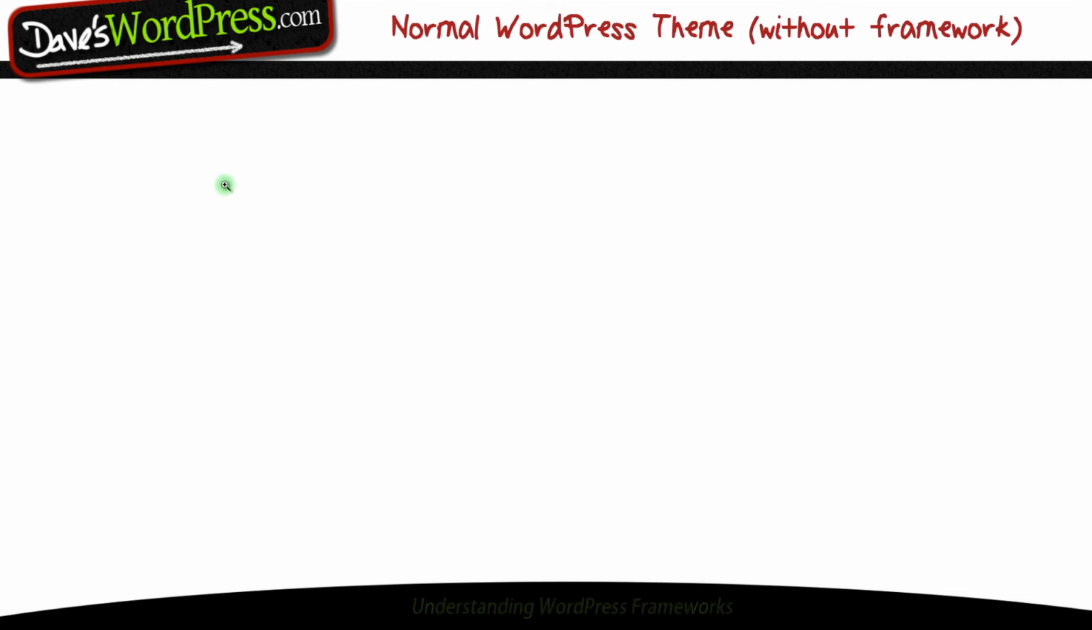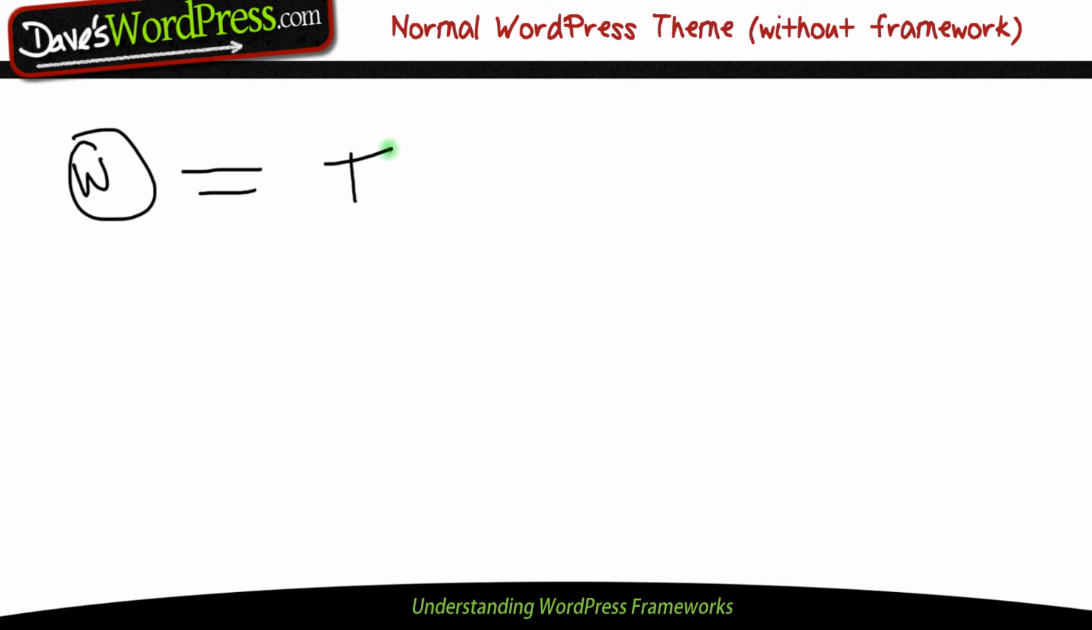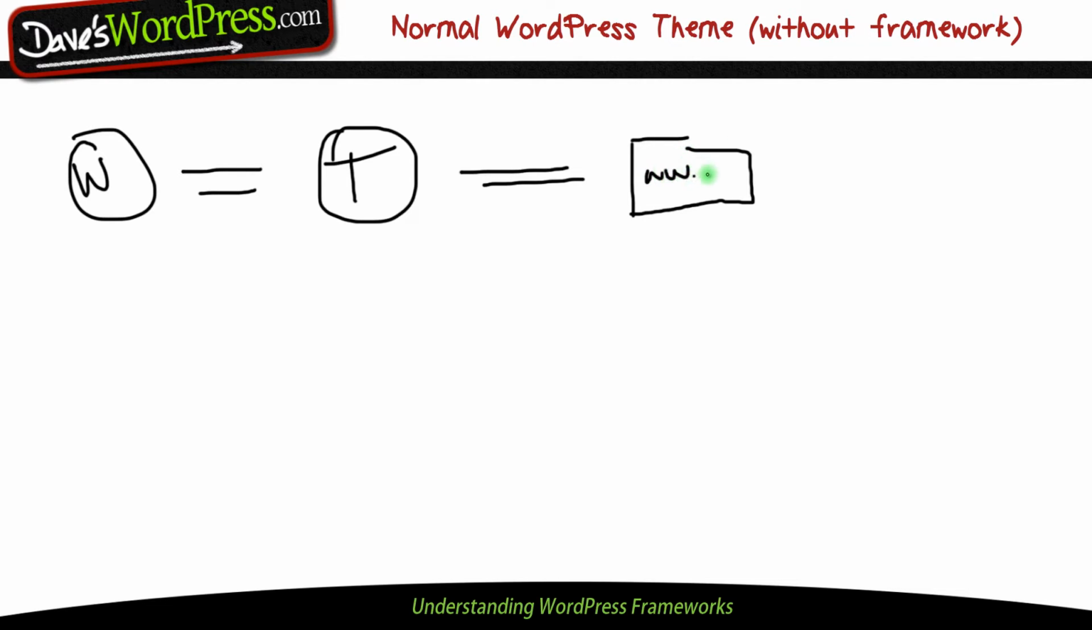So let's look at how we would normally use a default WordPress theme, or just a normal WordPress theme that we're not using on a WordPress theme framework. How it would normally work is you would have your WordPress installation, and then on top of that you would install a WordPress theme. Then that theme would be displayed to the World Wide Web on people's computers.